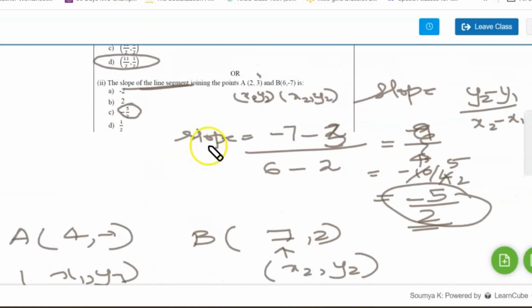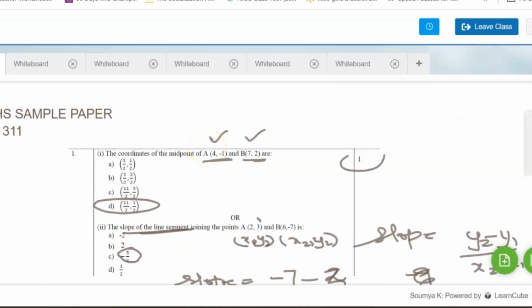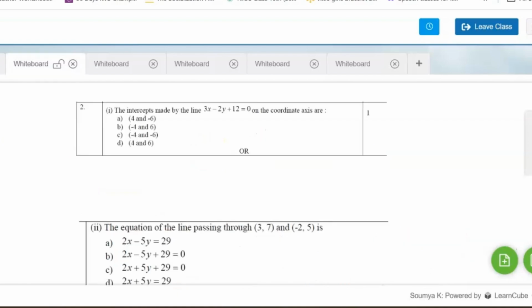So wisely choose which you are confident in and answer the question. Let's go to the second question. Let's see the second question. The intercepts made by the line on the coordinate axis are. You have to find out what is the intercept made. So 4 options are given.